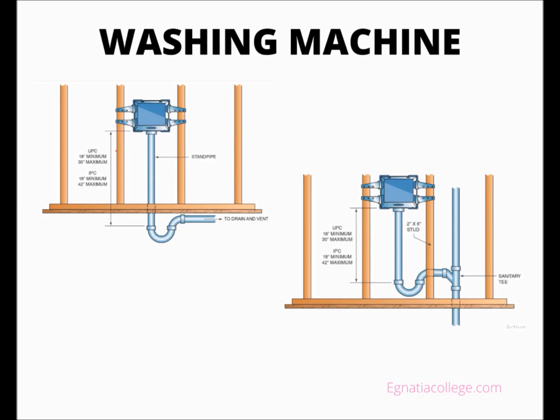The P-trap is installed within the wall stud cavity either below the washing machine box or below the floor, but some codes mandate that the trap must be installed on the same floor as the washing machine.